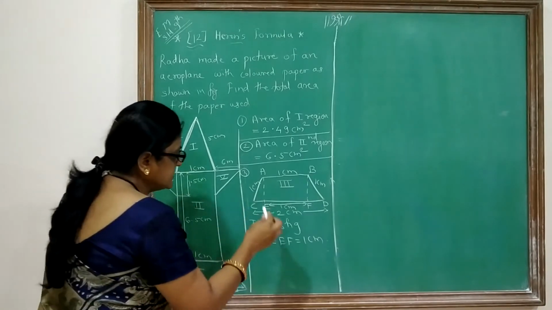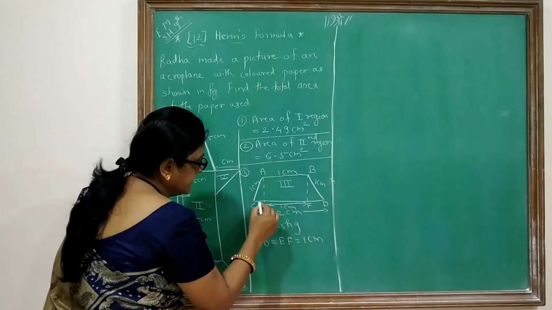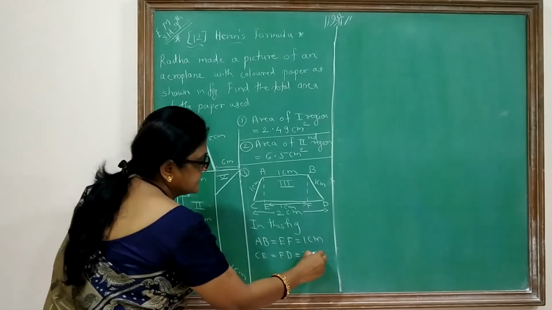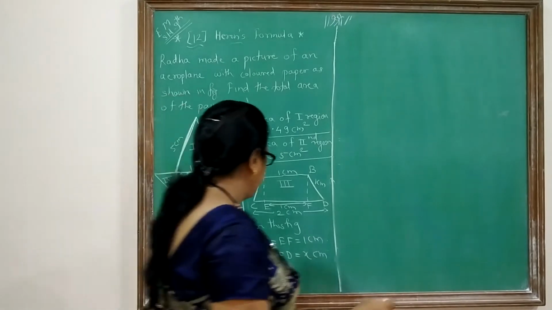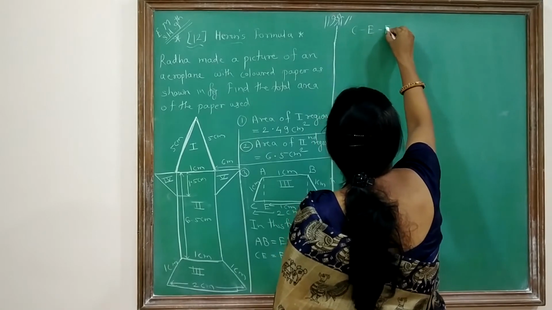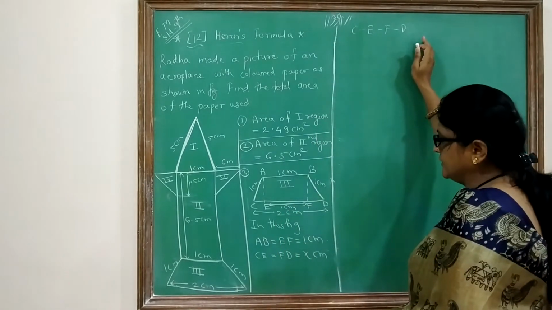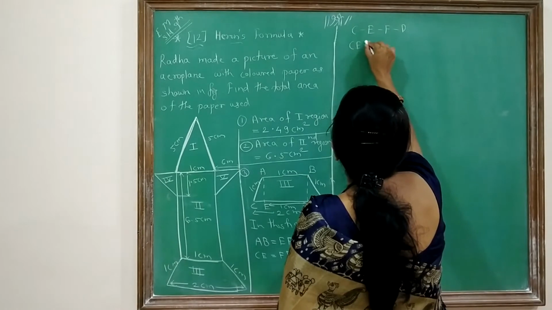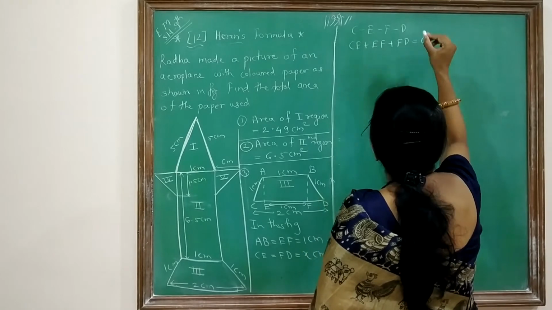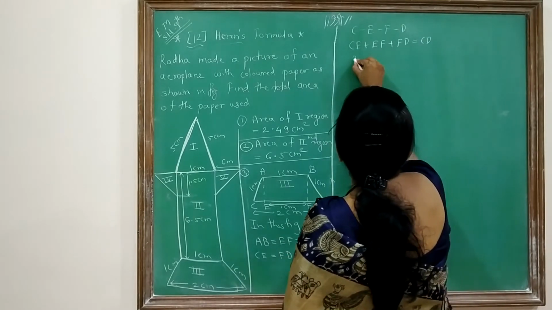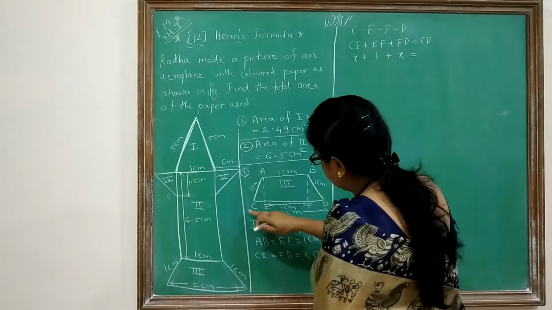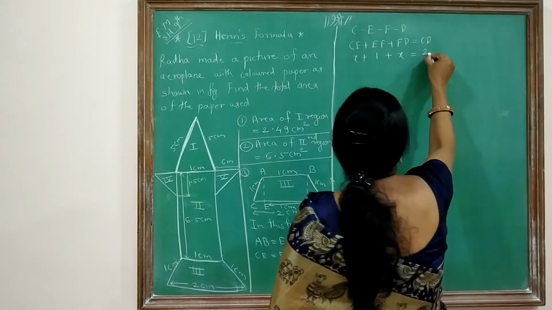Then again you will suppose CE and FD. Then CE equal to FD, you will suppose x centimeter. Then calculate what is the value of CE and FD. CE, EF, FD are in collinear position. Means you will write CE plus EF plus FD equal to CD. What is CE? CE is x. What is EF? EF is 1, plus x. And what is the whole CD? Whole CD is 2 centimeter.